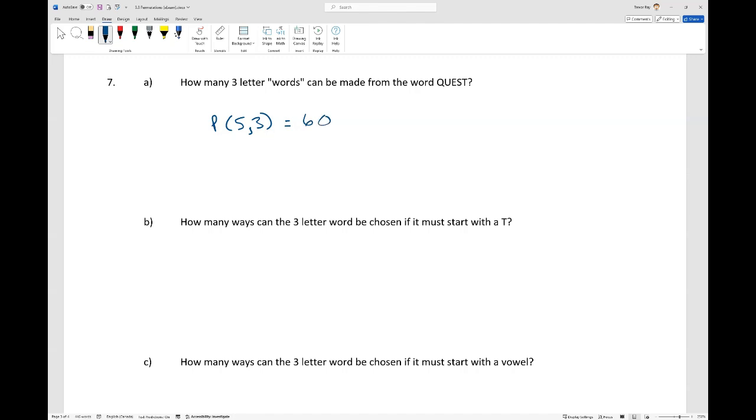And again, I want to show you that you could have done it that way. You could have gone back to first principles and just said 5 choices, 4 choices, 3 choices. That would also give you a 60. Either way is perfectly acceptable.